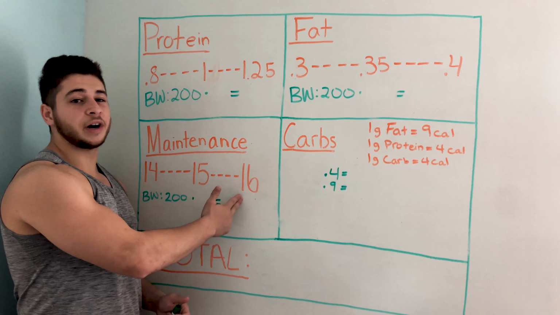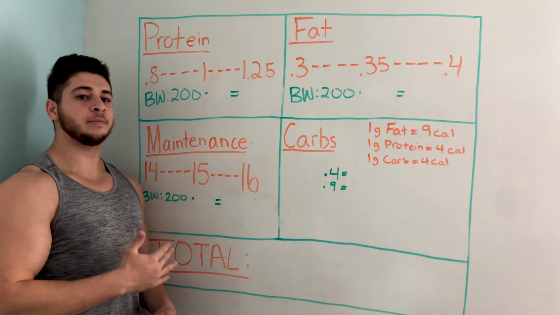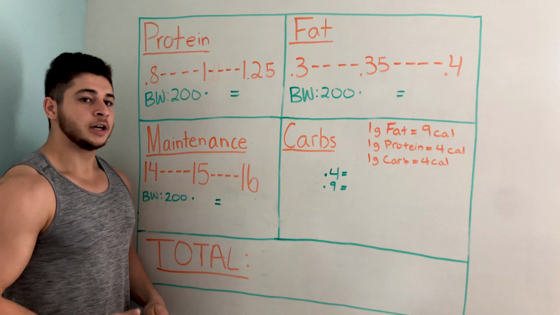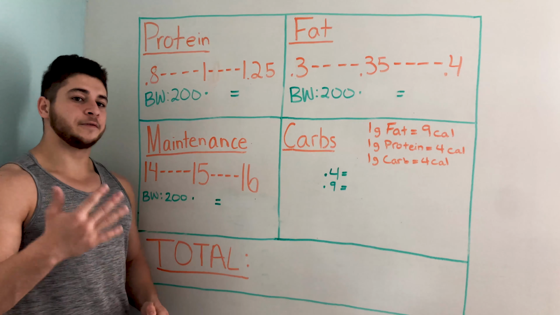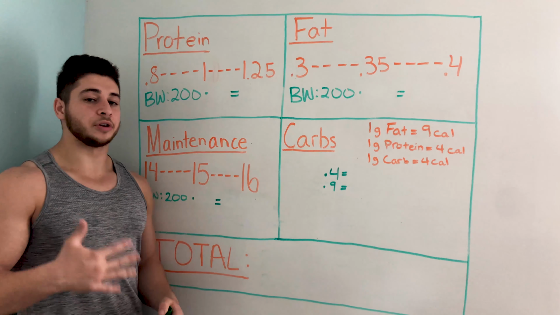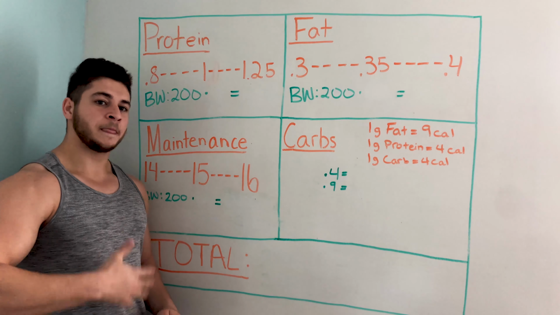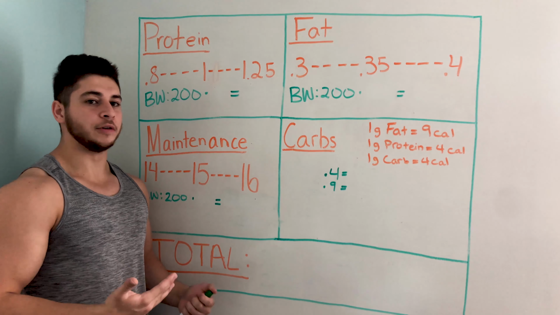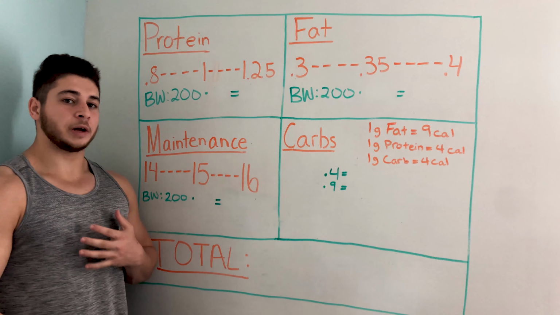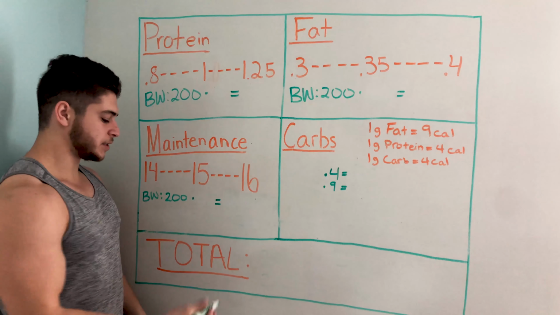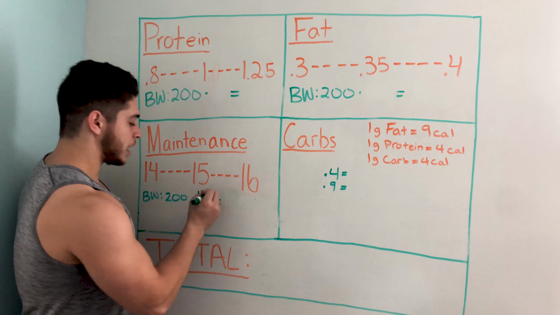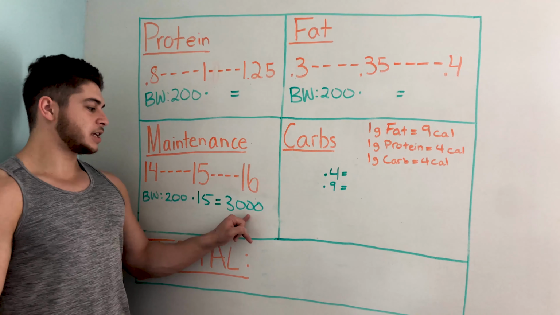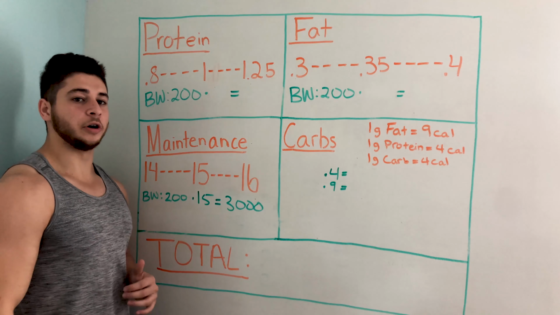But if you're someone who's super active, you're running around all the time, then 16 is the number you're going to be multiplying your body weight by. So personally, I'm only active 4 days a week, which is Monday through Thursday, because that's when I'll be on campus. While Friday through Sunday, I'm going to be very sedentary. I have a desk job, so I don't move around a lot. So I'm going to multiply my body weight, 200, by 15. So 200 times 15 is going to be 3,000 calories. So that's how many calories I have to consume to stay at 200 pounds.